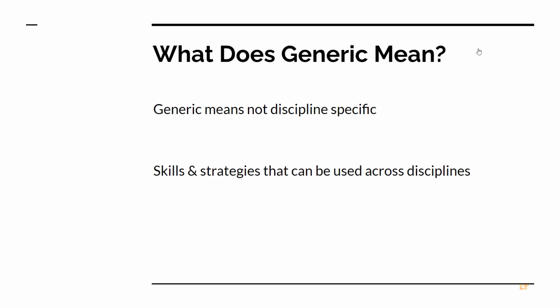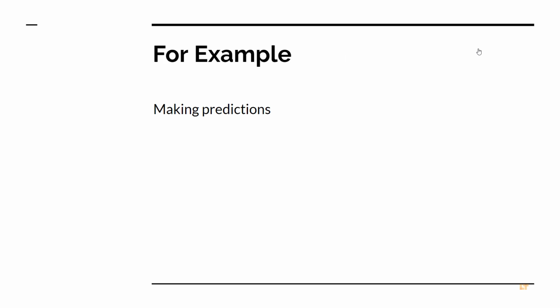The skills and strategies that you're using in science in a content area literacy perspective can also be used in English, and they can be used in social studies, they can be used across all the disciplines. So generic doesn't mean bad, it just means it's not specific to any single discipline. Now, for example, making predictions, reading graphs, tables, and charts, making inferences, these are all examples of skills and strategies that we can do in any discipline, right?